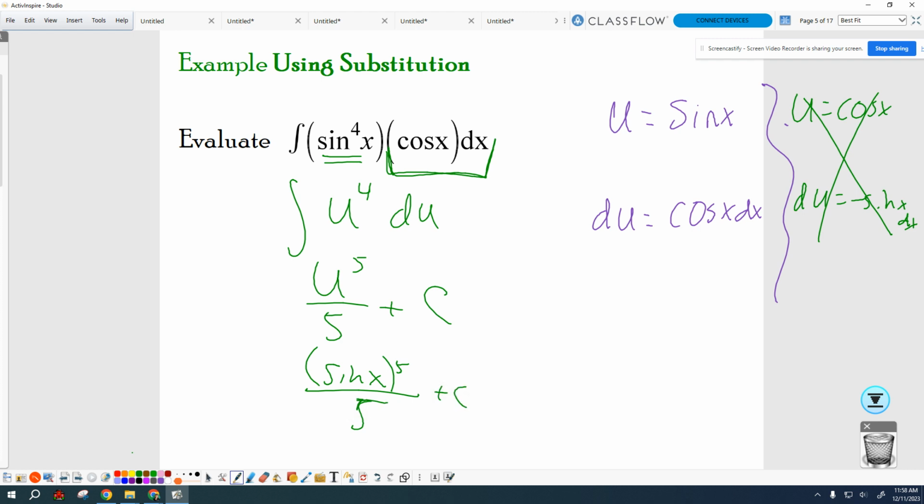The power rule: raise the power, divide by the power, and then go, oh wait, I wasn't actually integrating U values. And then swap the x's back in.